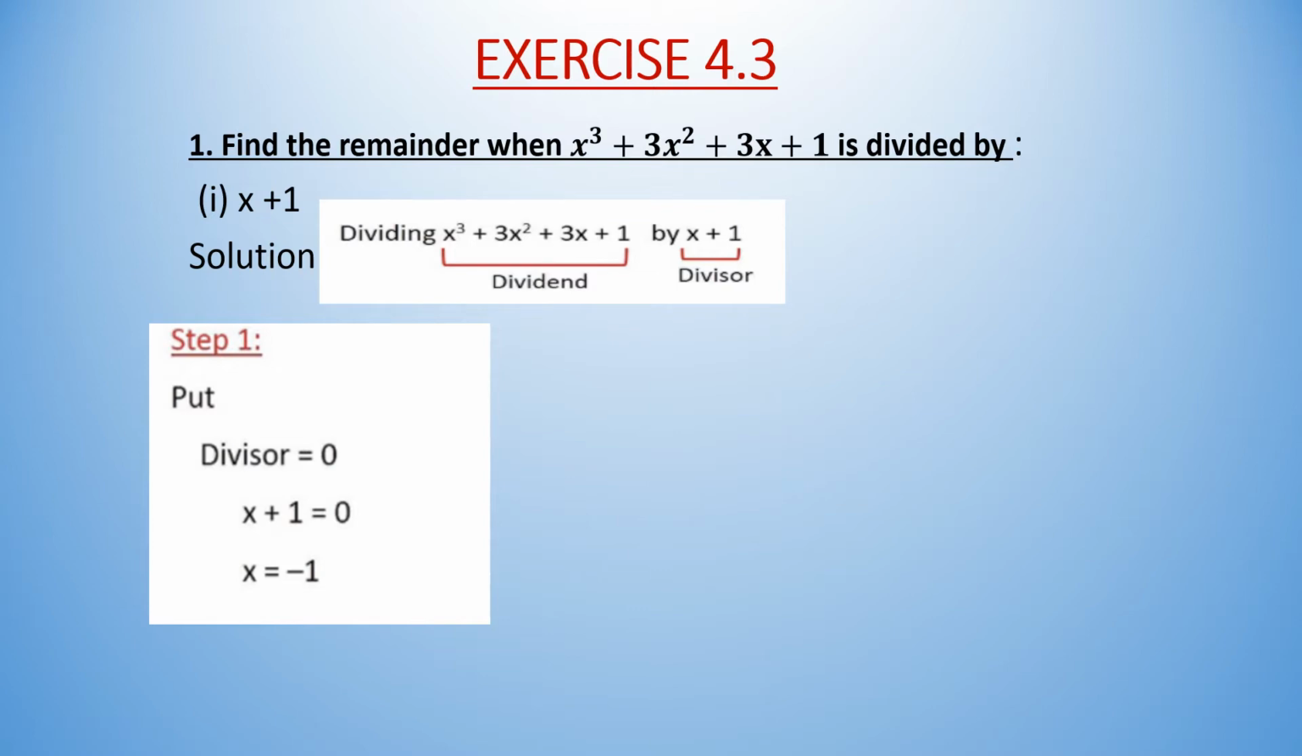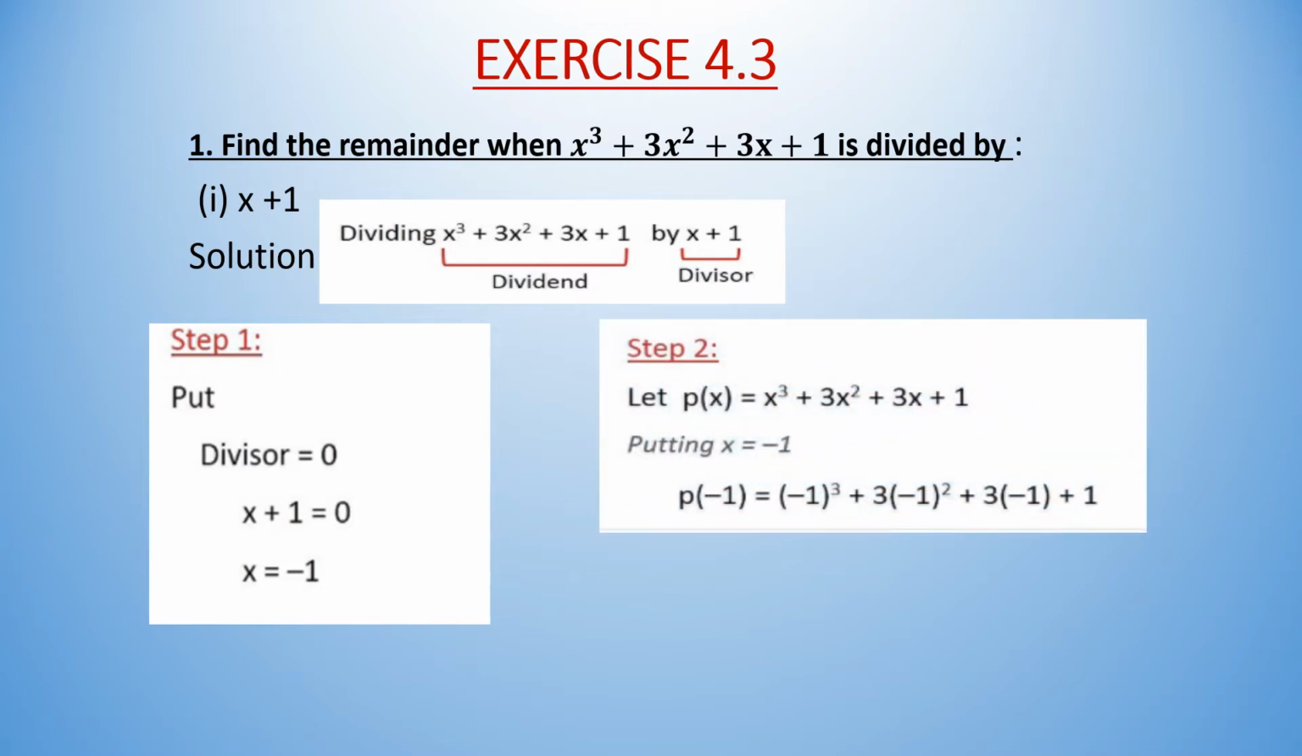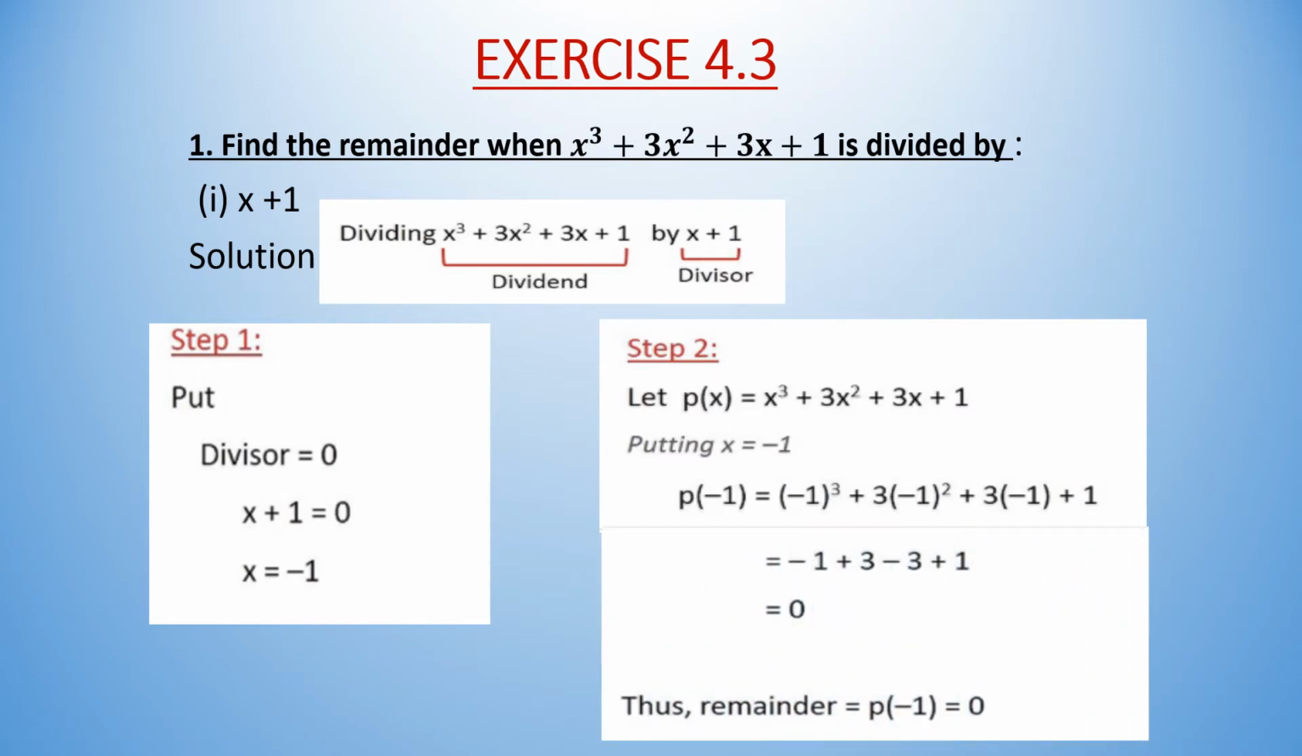So what do we get as the value of x? It becomes minus 1. 1 goes to the right hand side, so x becomes minus 1. Next, we substitute the value x is equal to minus 1 in the dividend, which is x cube plus 3x square plus 3x plus 1. Let us consider p of x as the dividend. Now putting x as minus 1 in the dividend, we get p of minus 1 is equal to (minus 1) cube plus 3 into (minus 1) square plus 3 into (minus 1) plus 1. When we solve this, we get 0. Thus the remainder is p of minus 1 is equal to 0.